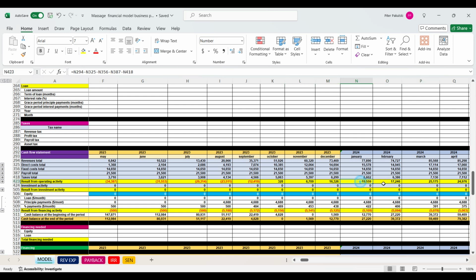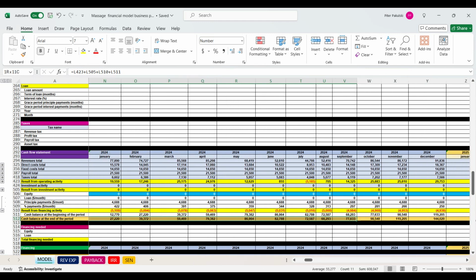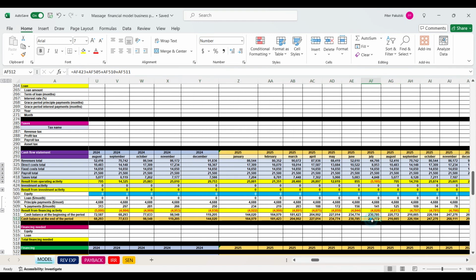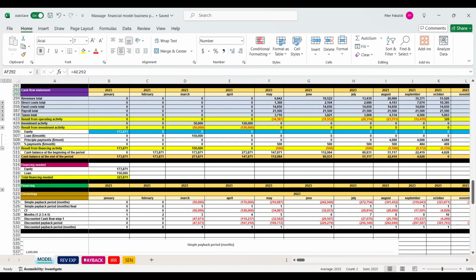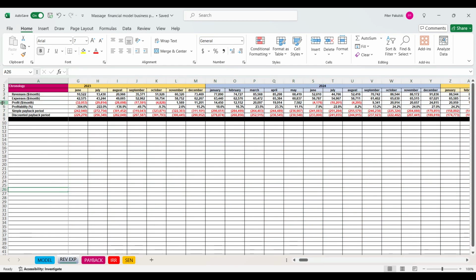The last line of the cash flow statement, which is cash balance at the end of the period, shows us on the first stage how our project consumes equity and loan. On the second stage, it shows how much cash will be generated by our business idea by this or that moment in the future. Moving to the next tab. Here we can see monthly values for the revenues, costs, profit, and profitability. Next tab, simple and discounted payback period.